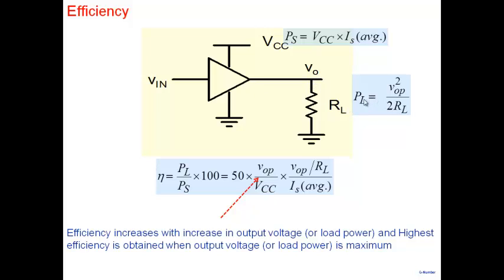The larger the power that you have to deliver to the load, PL, the larger the V0P will be, and in general, then the efficiency would be largest here.